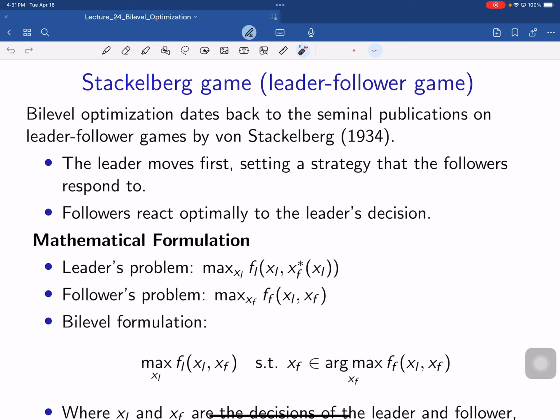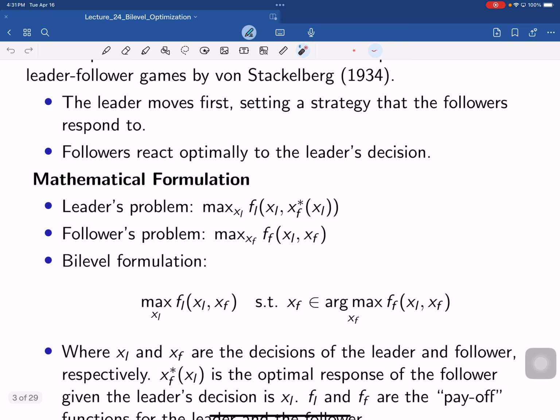Mathematically, this problem can be formulated as follows. Let's suppose the leader's decisions are x sub L and the follower's decisions are denoted x sub F. When the leader makes their decision, they are optimizing a given function, f sub L. You can think of this as the so-called utility function of the leader, or the leader is trying to optimize their gain. But the leader has to take into account that the follower, after seeing the leader's decision, will react optimally to it.